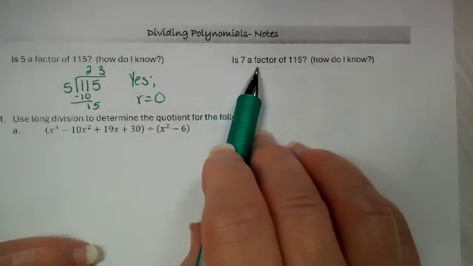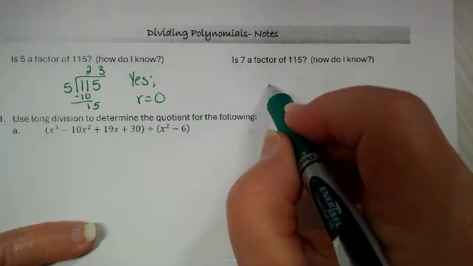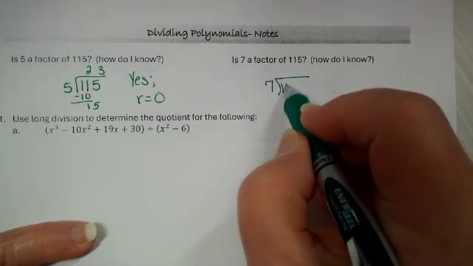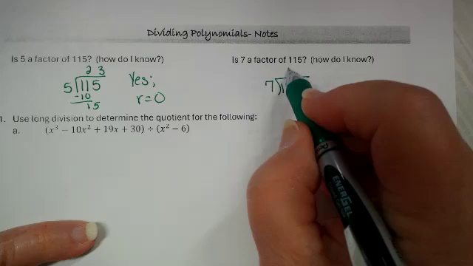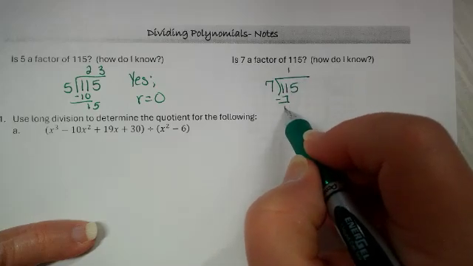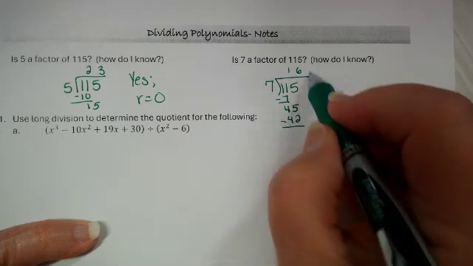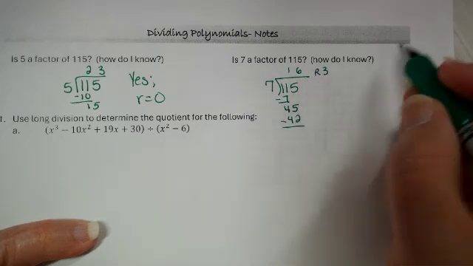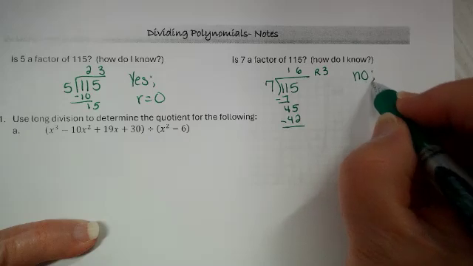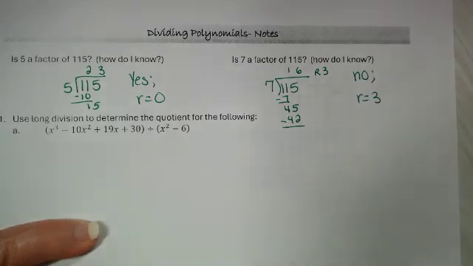Is 7 a factor? Well, let's try it. Let's divide 7 into 115. It's once, subtract 7. Ooh, let's see. This one has a remainder of 3. So I'm going to say no, it's not a factor because the remainder is 3.